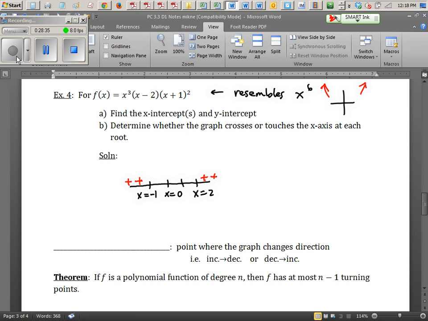And then, since -1 was an even multiplicity, you would assume that the graph hits at x equals -1. It hits the x-axis, but it stays above the axis. And then at x equals 0, that was an odd multiplicity, so it's going to hit the axis and actually switch signs. And when you hit x equals 2 again, it's going to hit the axis and pass through it, going from negative to positive. So this is actually called a sign chart.